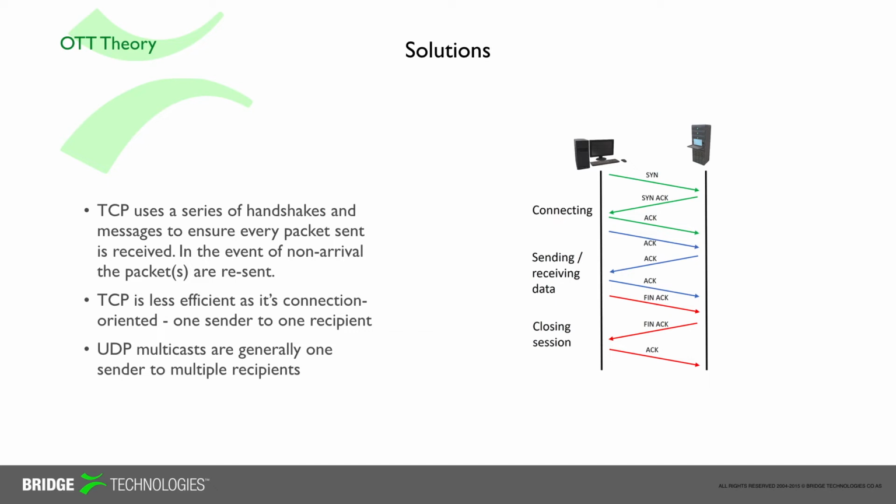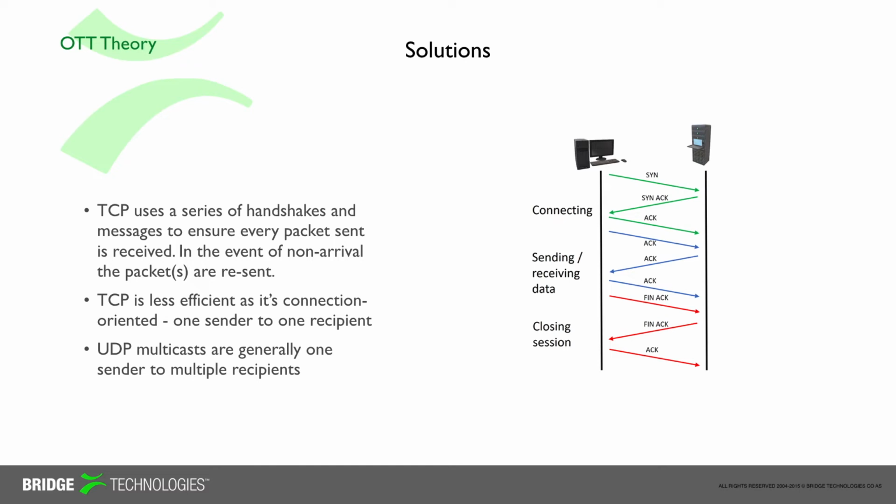TCP is less efficient in its use of bandwidth. For a start, it's one sender to one recipient, so it's a point-to-point connection. UDP multicasts, of course, are one sender to multiple recipients. Much more efficient use of bandwidth.